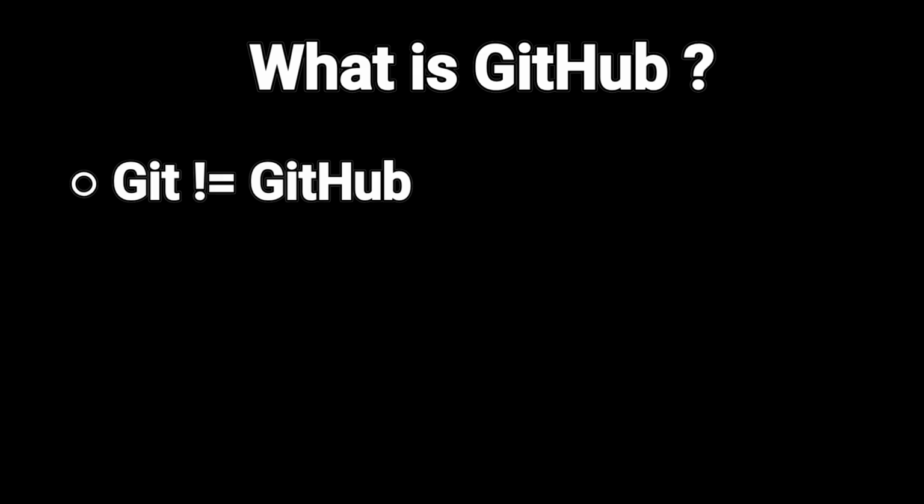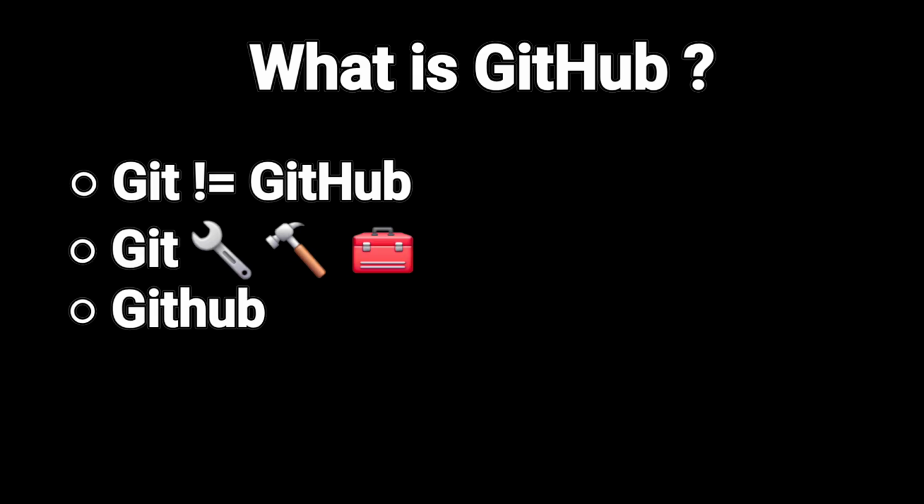Okay, so what is GitHub and how is it different from Git? The first point is GitHub is not Git. I want to say that again because people confuse this all the time. Git is the tool, and GitHub is the website that hosts your Git projects online. Think of it this way: Git is like Microsoft Word, it's software you use on your computer, while GitHub is like Microsoft Drive or Google Drive. It's where you store and share your files online.